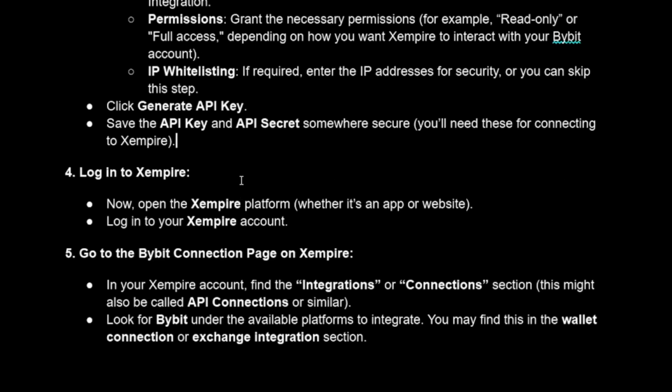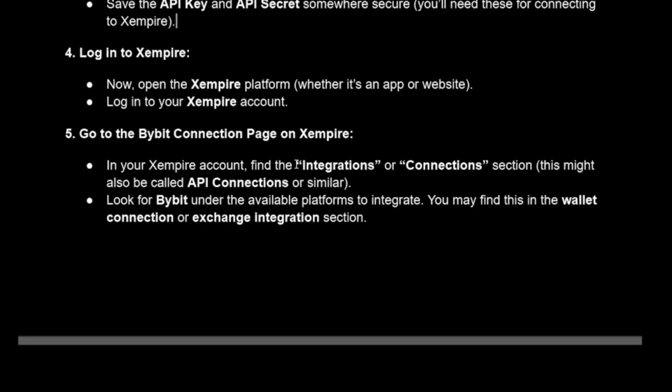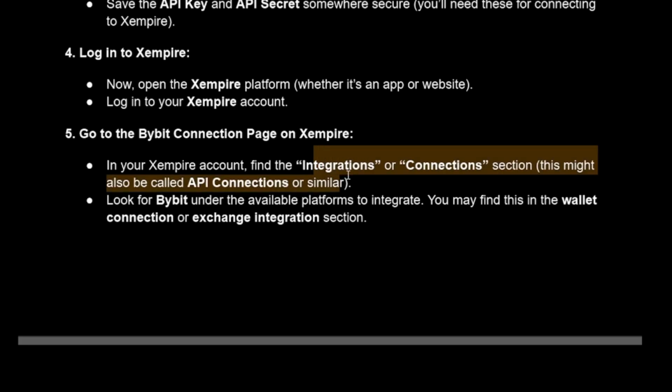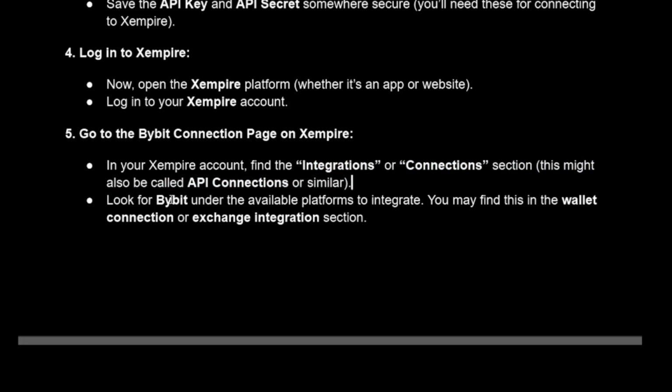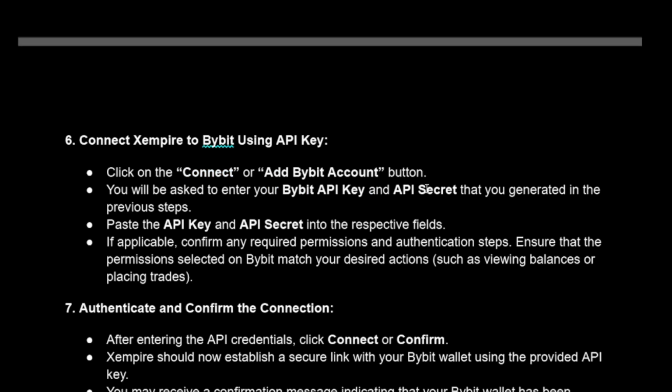Once you've done that, you can go ahead on the Xempire platform, app, or website. So log into your Xempire account, and in your account, find the integrations or connections section. Now it can also be called API connections or similar. Look for Bybit under the available platforms to integrate. Once you've done that, you can connect Xempire to Bybit using the API key.